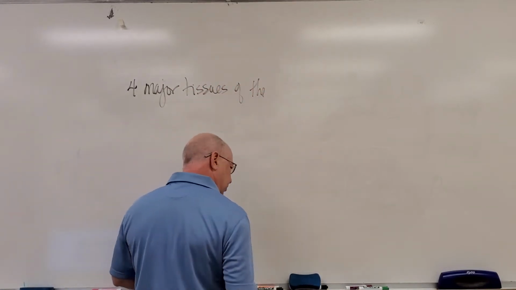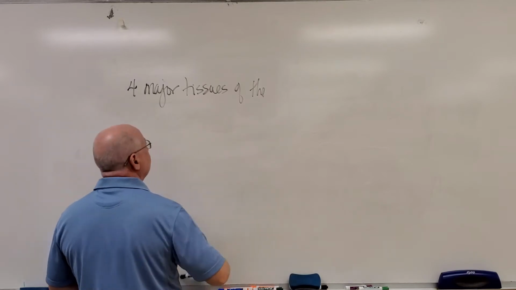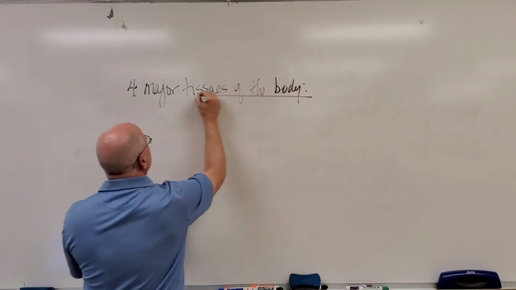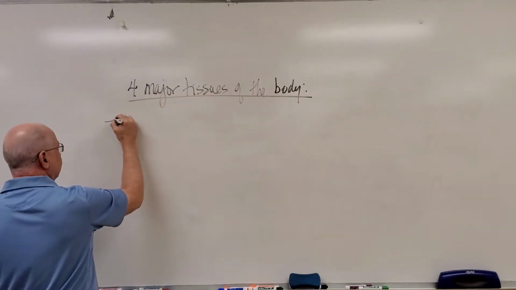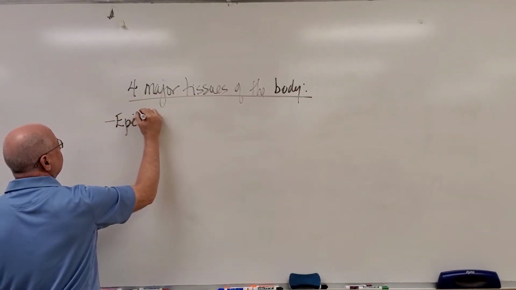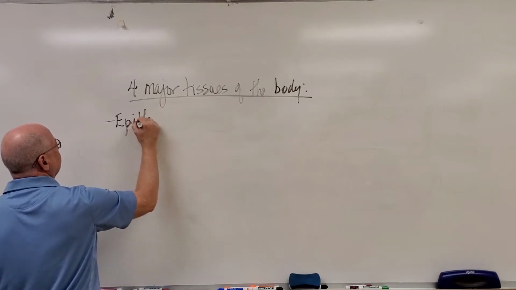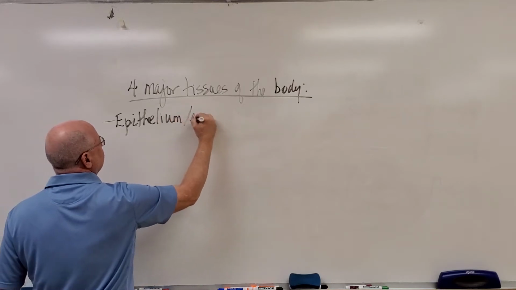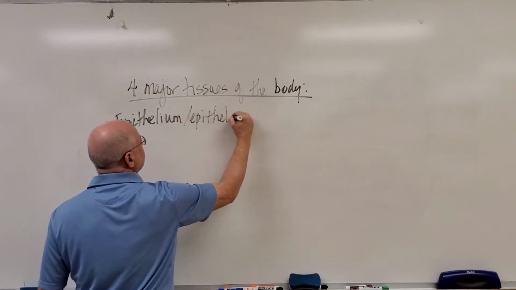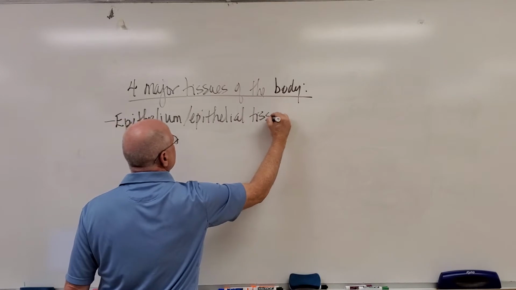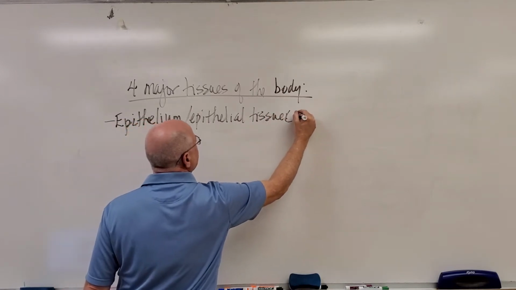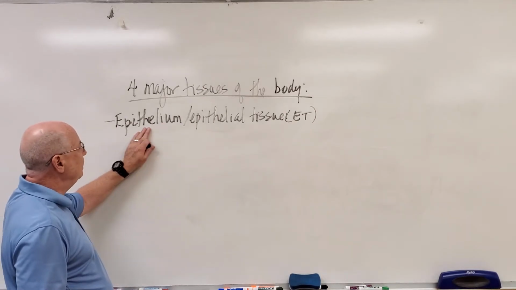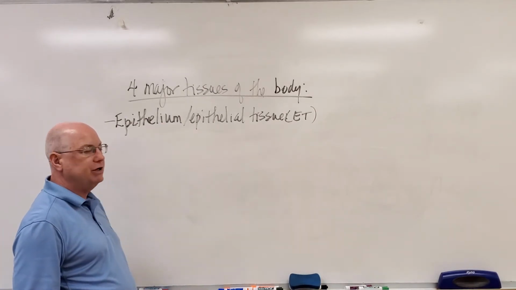And I'm going to switch markers because that one is dying on me. So the 4 major tissues of the human body. The first one is called epithelium. It's an I. Also called epithelial tissue. We abbreviate it as ET a lot of times because we don't want to always write it out. Epithelium and epithelial tissue are the same thing.